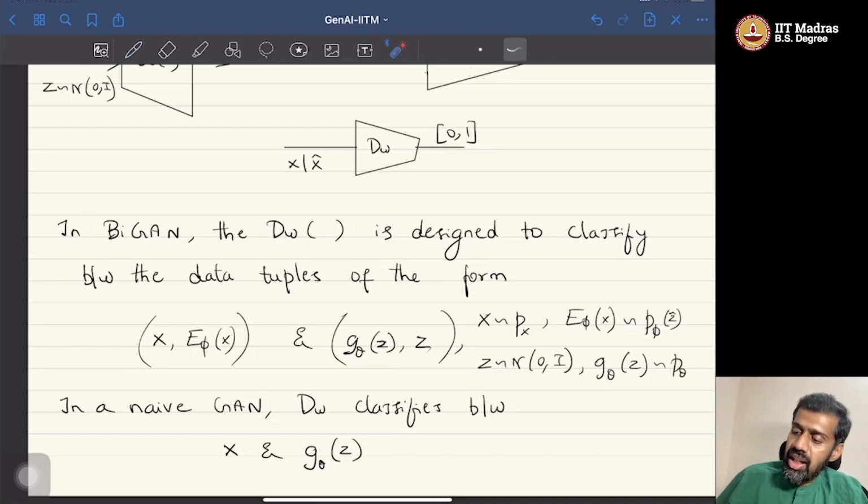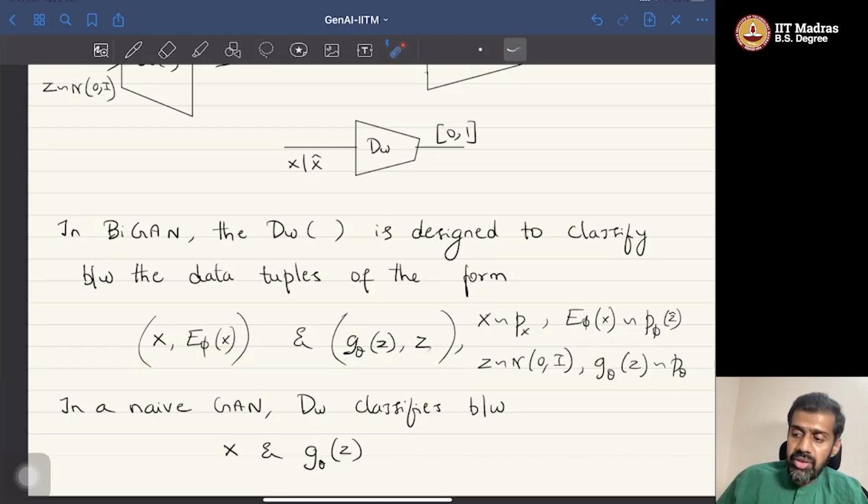The question we are asking is: given a data point from the true data distribution, look at what the output of the encoder network, or the inverter network, is. Group them together, and that becomes a pair. The other pair is the generated data: given a particular z, look at what the generated data is. Now what we want is that the distribution of the pair of these two random variables and the distribution of the pair of these two random variables have to match.